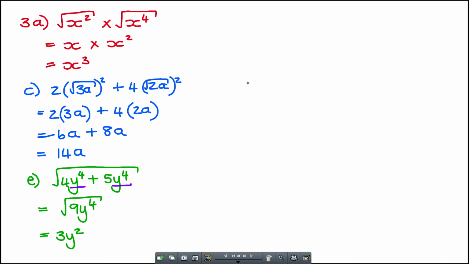So I'm first going to add them. That gives me 9y to the power 4. And now I can get square root of that. Okay. So don't let me catch you in the test.